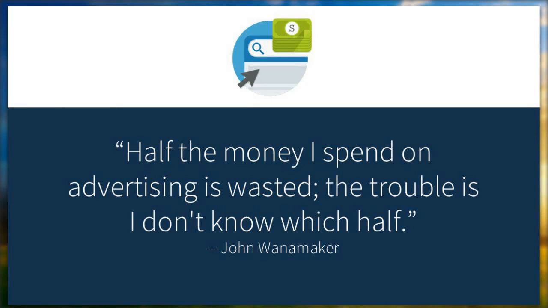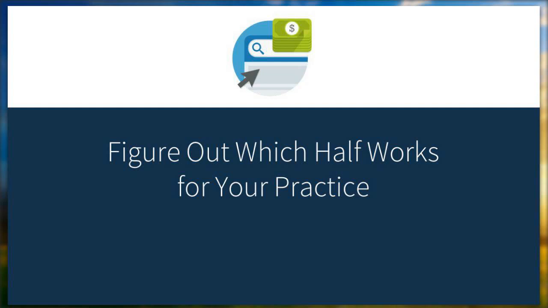There's a lot of practices that we talk with, especially in the orthopedic space, that they just don't have a good method for figuring out how to actually know what's working for them and what isn't. They have enough patients coming through the door. They might be the right mix of third-party payers and Medicare and all of that good stuff, but they don't really know how to influence that or how to start measuring what's actually working for them. So that's what we're going to talk about today, trying to figure out which half works for your practice.